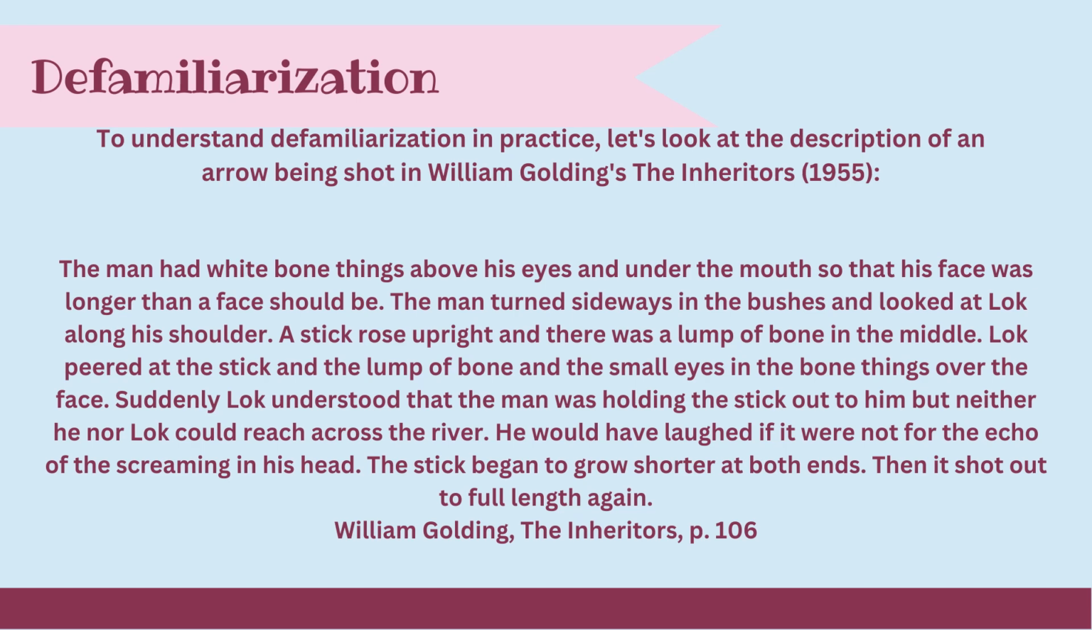Here is the description of an arrow being shot in William Golding's The Inheritors, 1955. The man had white bone things above his eyes and under the mouth so that his face was longer than a face should be. The man turned sideways in the bushes and looked at Locke along his shoulder. A stick rose upright and there was a lump of bone in the middle. Locke peered at the stick and the lump of bone and the small eyes in the bone things over the face.